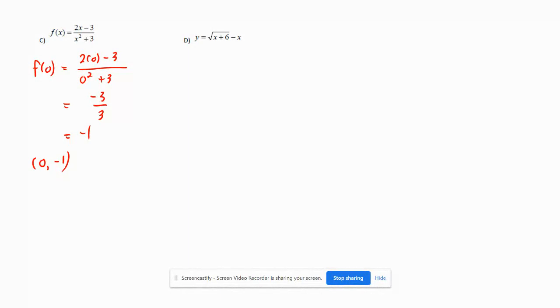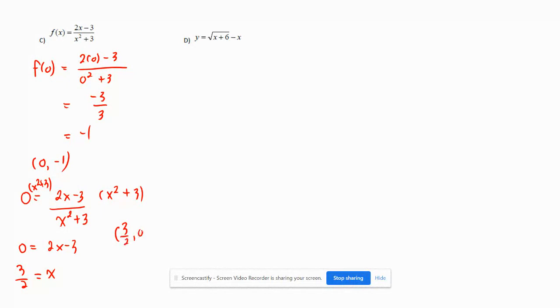For our x-intercept, we go 0 equals 2x minus 3 over x squared plus 3, and we multiply both sides times x squared plus 3. So we get 0 equals 2x minus 3. Add 3, divide by 2: 3 over 2 equals x. Okay, so we'd have 3 over 2, comma 0, and that's going to be our x-intercept for this guy. So guys, that's really all we're doing for x and y intercepts. We've done this before in other units in all of Math 10, 20, and 30 leading up to this point. So this is how we figure out intercepts.